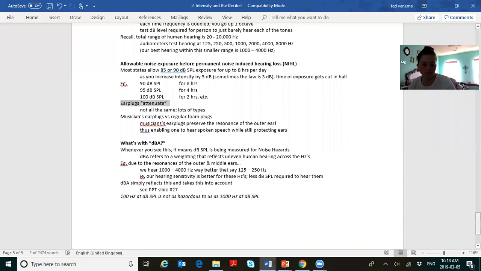The bigger muffs like this will probably attenuate by a little more. Cotton balls in the ear hardly attenuate at all. They don't do very much at all. Okay. Don't worry about the dBA so much. We're just about at the bottom here.